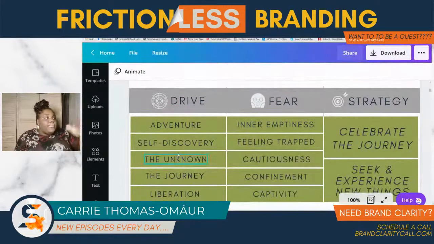So the things that drive them and push them forward are a sense of adventure, self-discovery, the unknown, the journey, the liberation. The thing that they fear is inner emptiness because again, as we said, they are very rooted in self-awareness. So if they feel empty inside, that's going to be very hard for them to handle and deal with. So you want to make sure you keep that in mind.